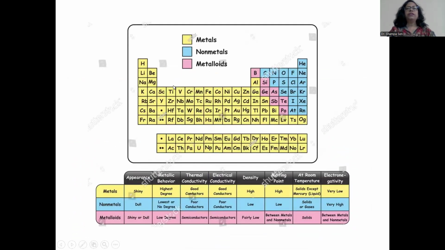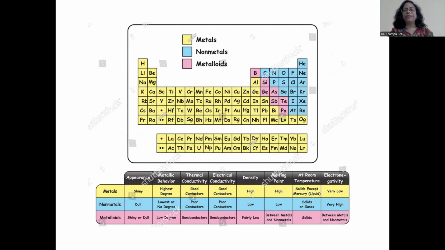So you can see the metals in yellow, non-metals in blue, and metalloids in pink. And the properties are given below. Metals: shiny, highest degree of metallic behavior, thermal conductivity good, electrical conductivity good, density high, melting point high, usually solids at room temperature. Only one exception is there.